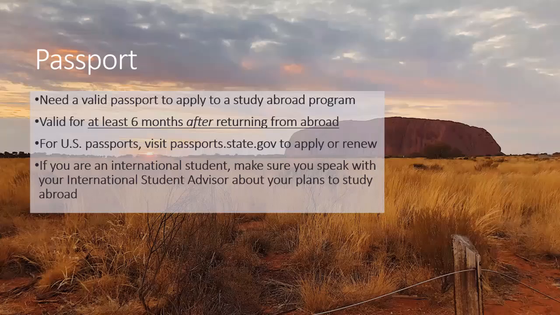In addition to completing your Emory and host institution applications, one of the most important steps to prepare for studying abroad is ensuring that you have a valid passport. In most cases, you will need to have a passport that is valid for at least 6 months after you return from studying abroad. You should check the entry requirements for your study abroad host country to confirm the necessary passport validity. If you are an international student at Emory, make sure that you will also speak with your international student advisor about your study abroad plans.